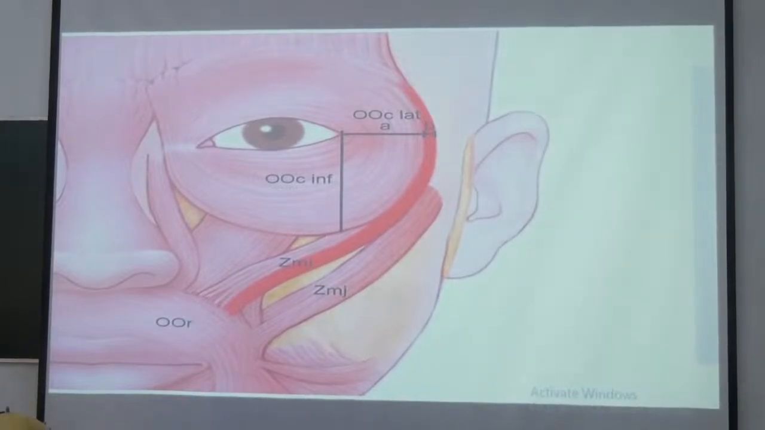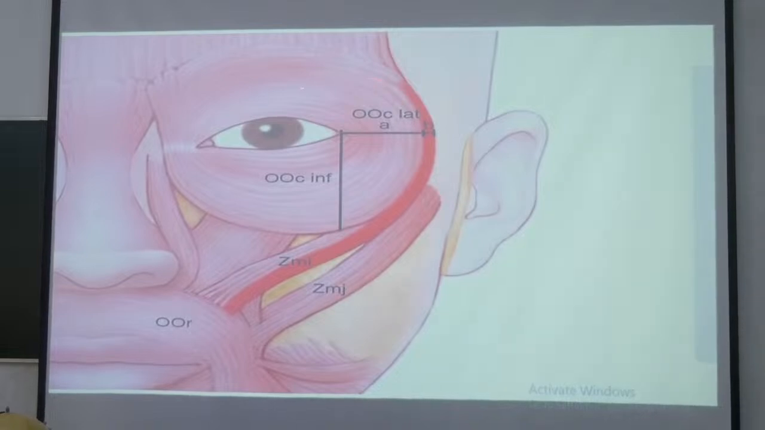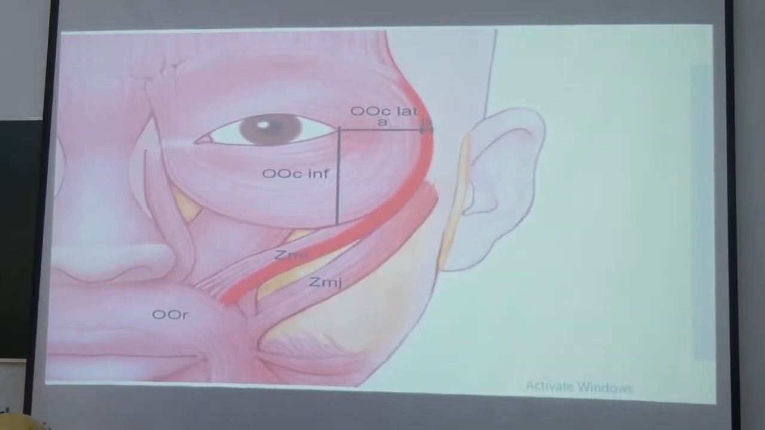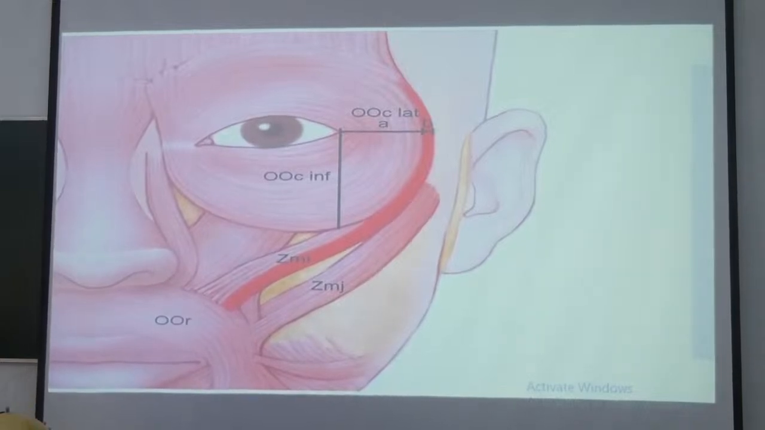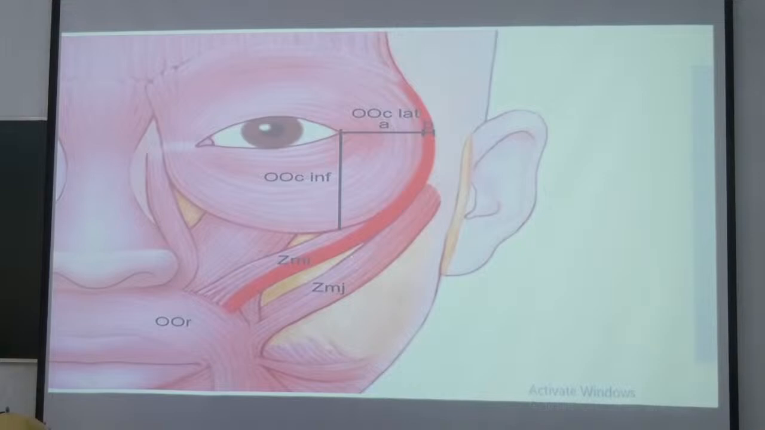Each one forms a loop here. See over here, this is the palpebral part, and this is the orbital part. So this is all about the orbicularis oculi. And if you see, this is the zygomatic arch. Look carefully, everyone, the zygomatic arch.